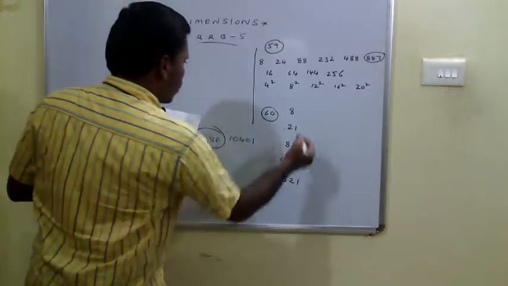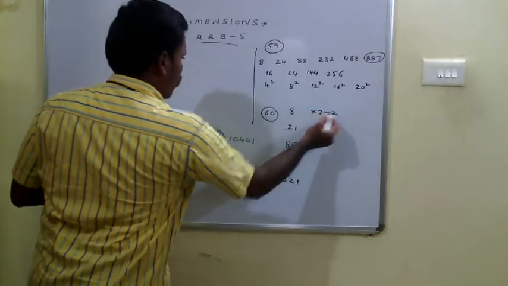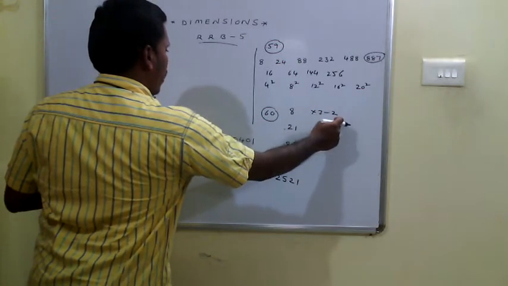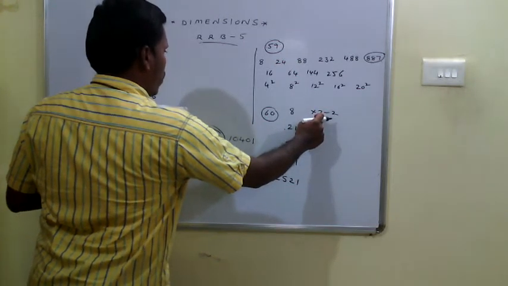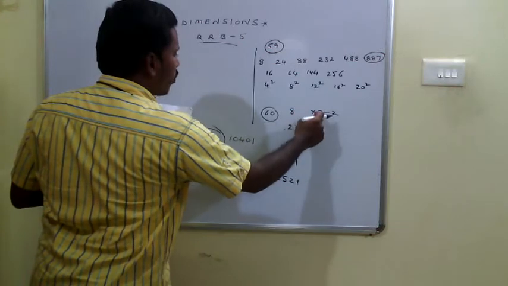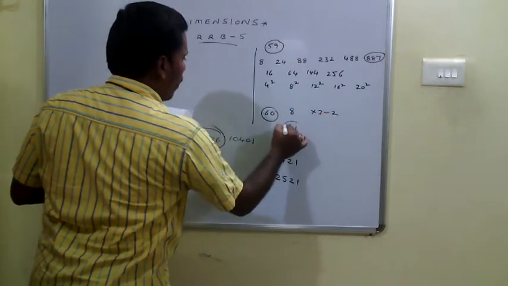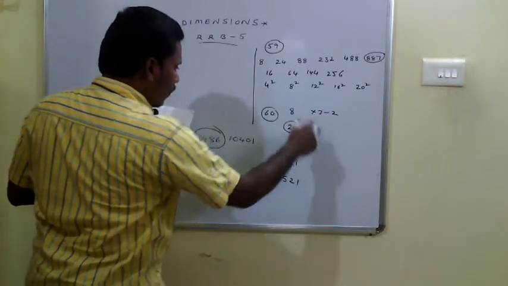These are the numbers. So 8 into 3 minus 2. Actually 8 into 3 is 24, minus 2 is 22. But instead of this we have here 21.